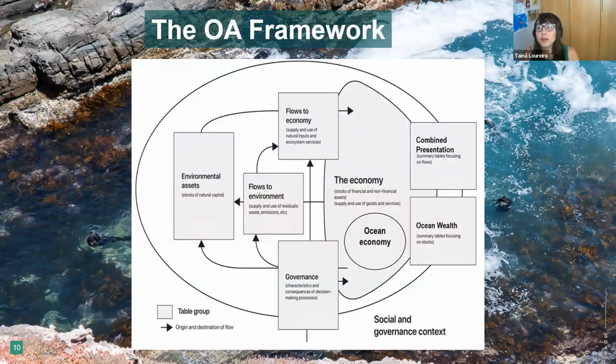This conceptual framework you can see on the screen now is the framework you are going to find in the GOAP technical guidance. Here, in this conceptual framework, the focus is on table groups. The table groups it encompasses are represented by the gray shapes, and the flows are represented by the arrows. So you have different accounting tables where you are going to compile information about the ocean economy, including stocks of financial and non-financial assets, or supply and use tables of goods and services. We also have the governance table group with characteristics and consequences of decision-making processes.